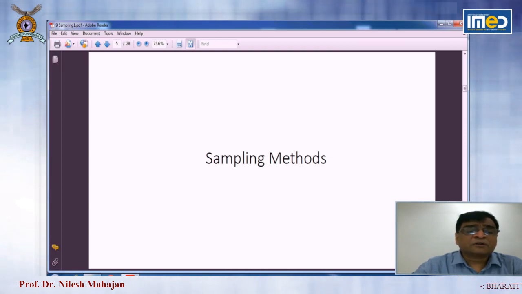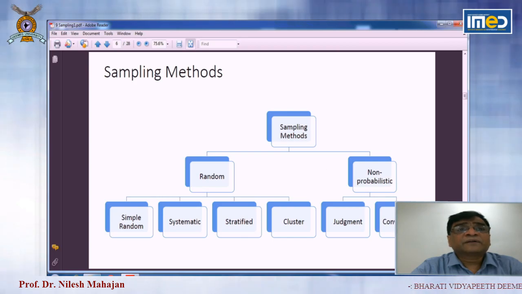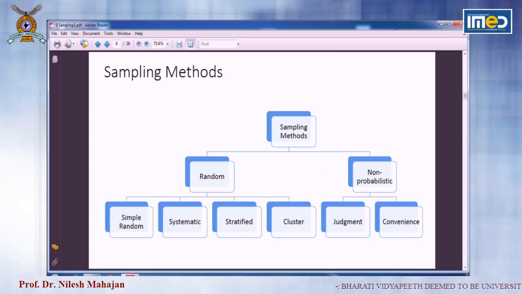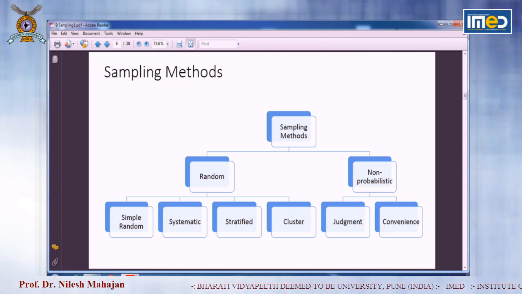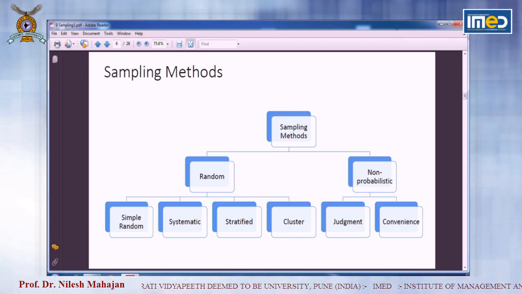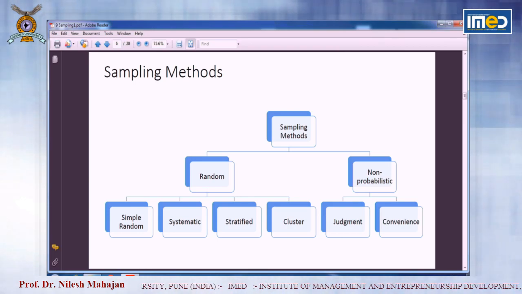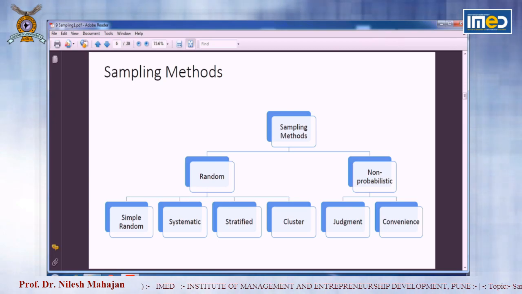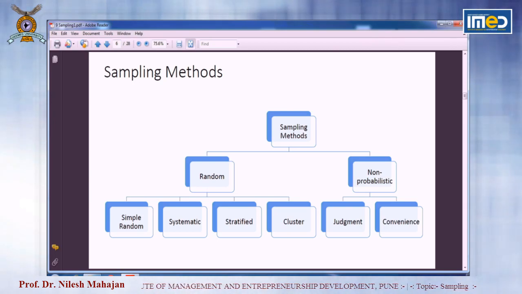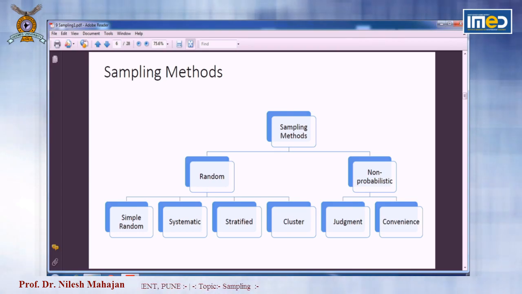So what are the sampling methods? I define here in the diagram that sampling methods are divided in two parts, random and non-probabilistic. Random is also divided in four parts: simple random, systematic random, stratified random, and cluster random. Non-probabilistic is divided into two parts, judgment and second, convenience. So this is the sampling structure.